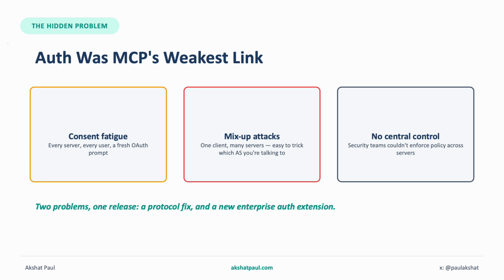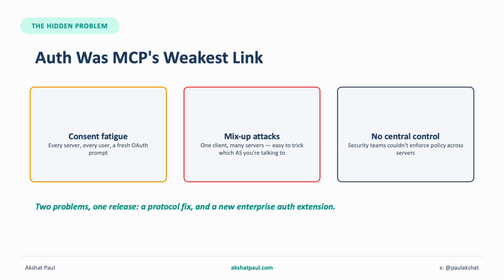Second, and this is the one nobody was talking about, mix-up attacks. Because MCP is a single client talking to potentially dozens of different authorization servers, there's a real risk the client gets confused about which server actually issued a response. That confusion is exploitable. Third, no central control. Individual employees approving individual servers means security teams have no single place to enforce policy.